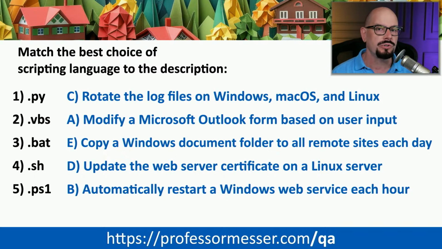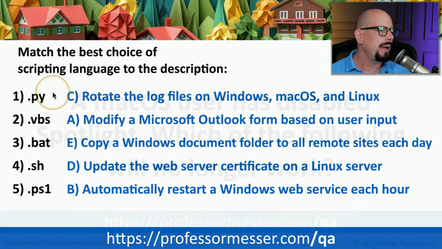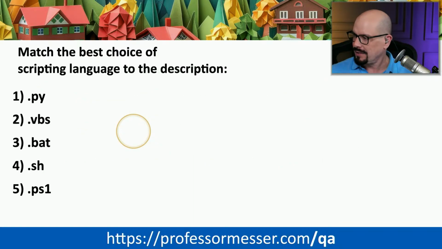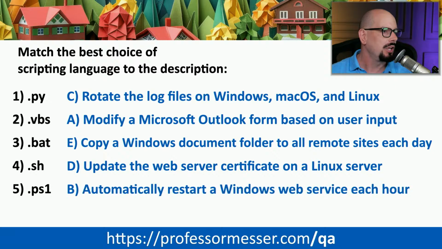But there are certain scripts in this list that you could have used. For example, you could use Python to rotate log files on Windows. We'll come back to that question in a moment. You could use Python to copy a Windows document folder. You could use Python to update a Windows web server certificate. You could use Python to automatically restart Windows, but it's a little bit of an overkill for all of those.